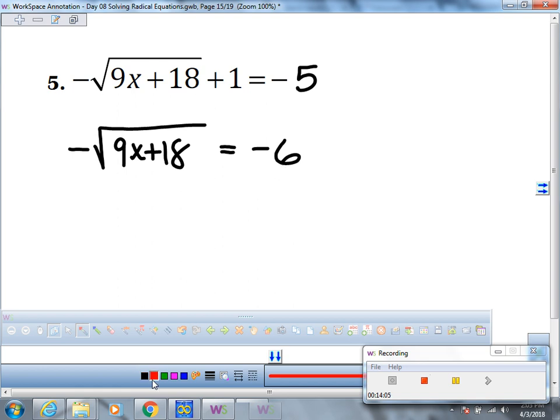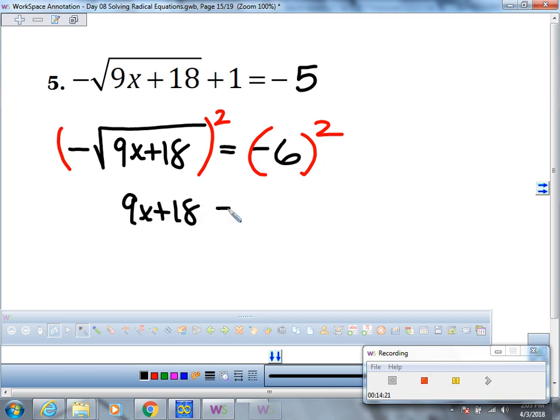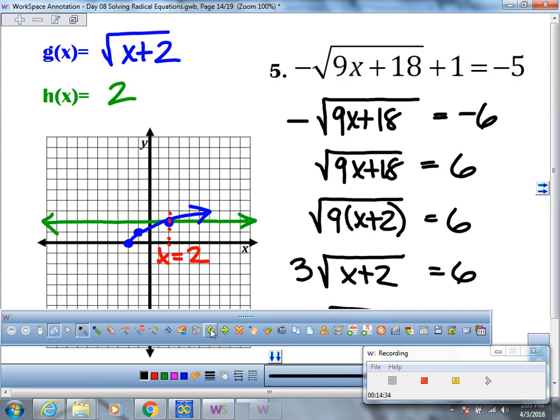You don't have to take the negative out, because watch this. Negative 1 squared is just 1. Square root squared is just 9x plus 18, and negative 6 squared is 36. Subtract 18 from both sides and you get 18. Divide by 9, you get 2. Isn't that what I got? X equals 2. Okay, that's the hardest one on the front side. I'll leave this up here and give you the worksheet.